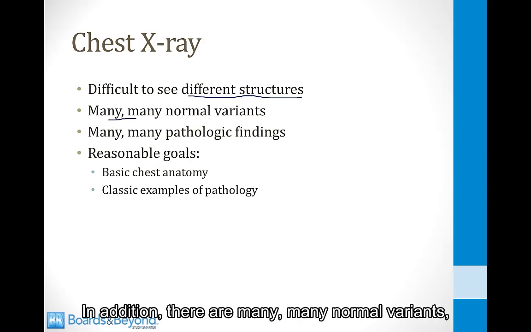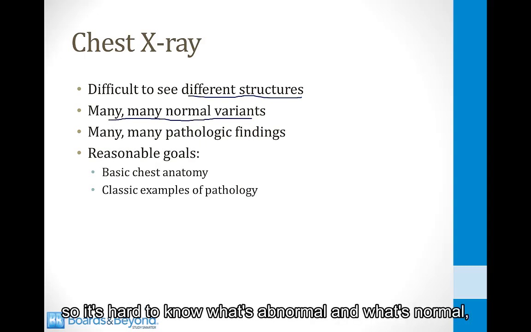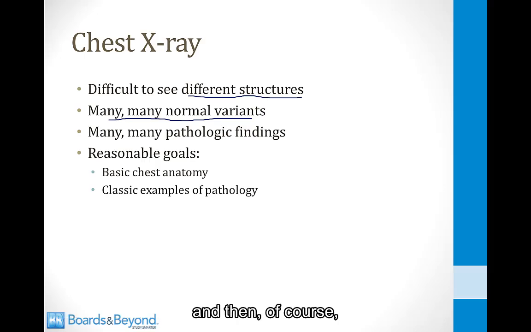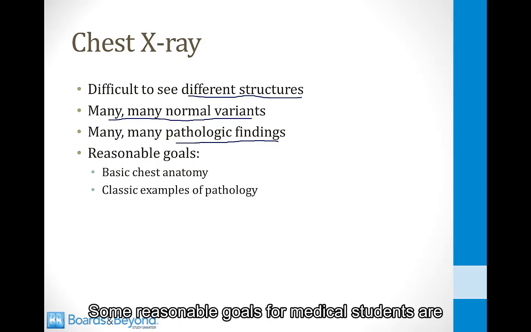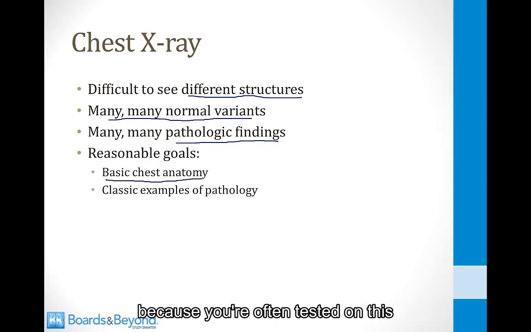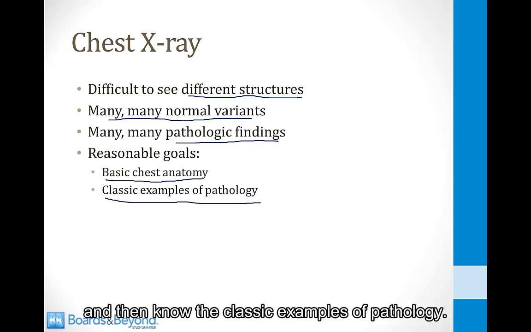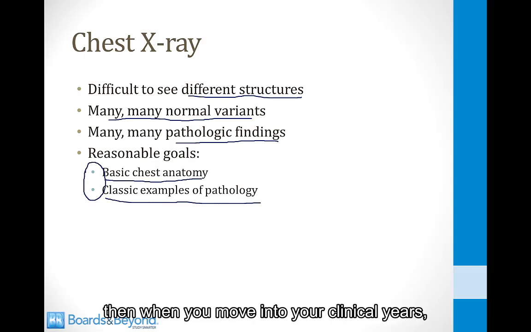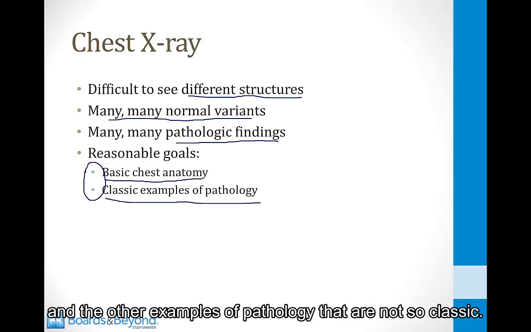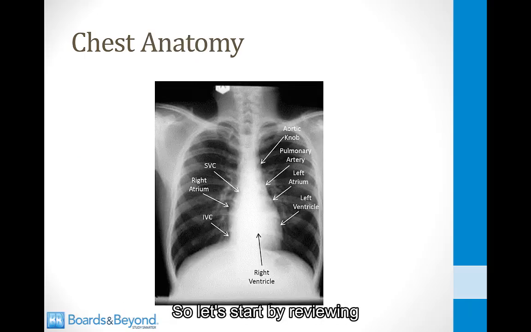In addition, there are many normal variants, so it's hard to know what's abnormal and what's normal, and then of course there are many pathologic findings. Some reasonable goals for medical students are to know the basic chest anatomy, because you're often tested on this in class or on the boards, and then know the classic examples of pathology. If you just focus on these two things, then when you move into your clinical years, you can start learning the normal variants and the other examples of pathology that are not so classic. So let's start by reviewing some normal anatomy by chest x-ray.